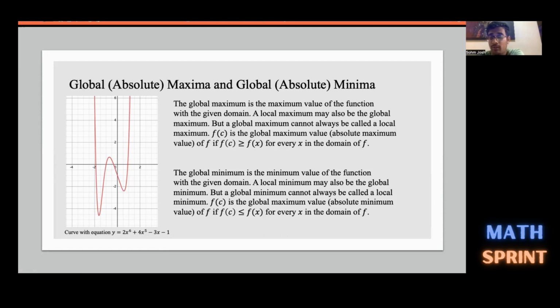So if the domain is all real values of x, then for this function at least, there is no point of absolute maximum, because technically for all real values of x, the function can extend all the way to infinity if x just keeps on increasing. So you can't define any specific global maxima. So there's no global maxima for this function specifically.